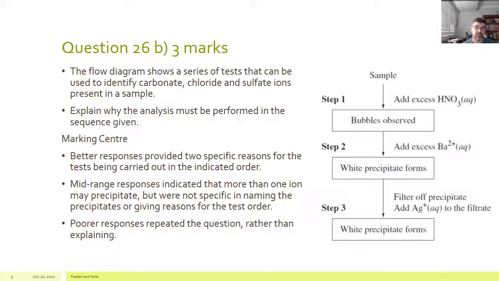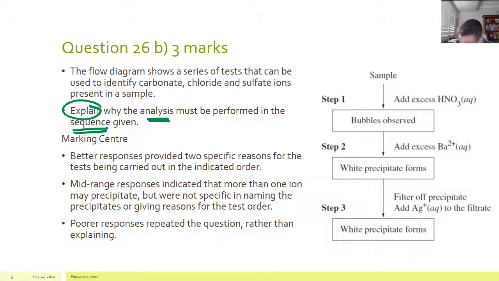So the sort of question that you're likely to get is something like this. A flow diagram shows a series of tests that can be used to identify carbonate, chloride, and sulfate ions present in a sample. And often the phosphates are left out because they're a little bit more complex. Explain why the analysis must be performed in the sequence given. So we need to explain. There needs to be not just a description of what's happening, but a reason why it's happening, and why this particular analysis must be performed in the correct sequence.